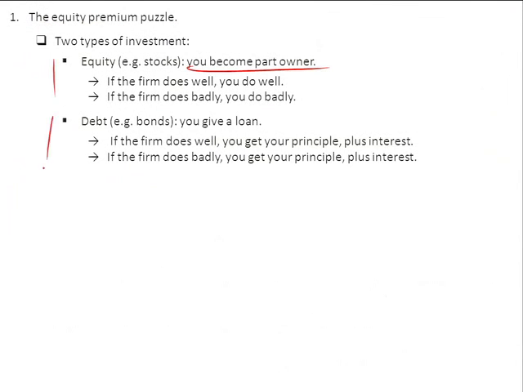Or debt. For example, bonds. You could buy bonds from a company or from the government, or you could actually just make a loan to a firm. If the firm does well, you get your principal plus interest. If the firm does badly, you get your principal plus interest. So this is risky, and this is risk-less, roughly.